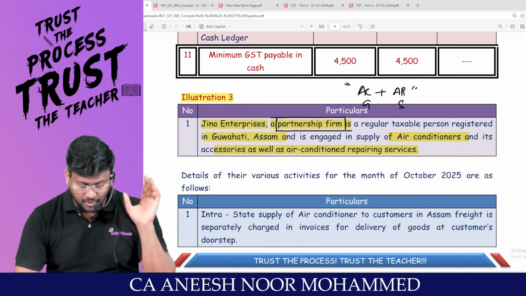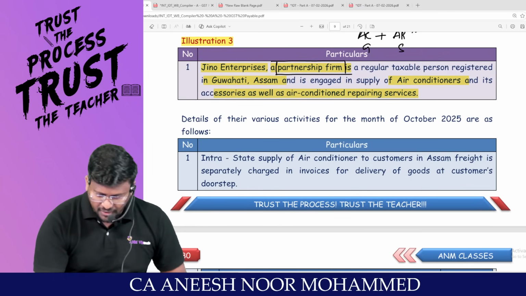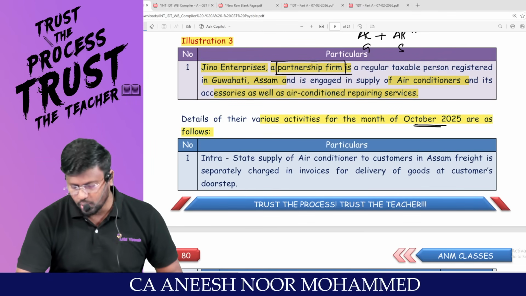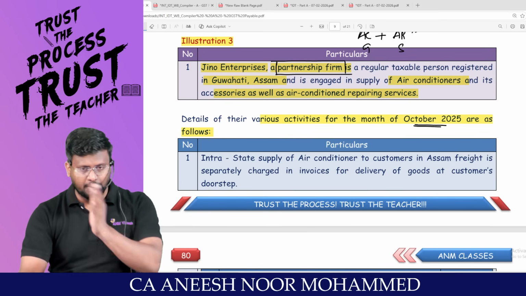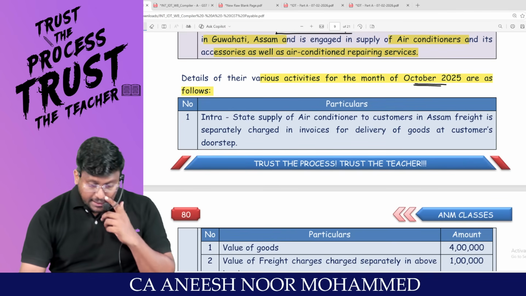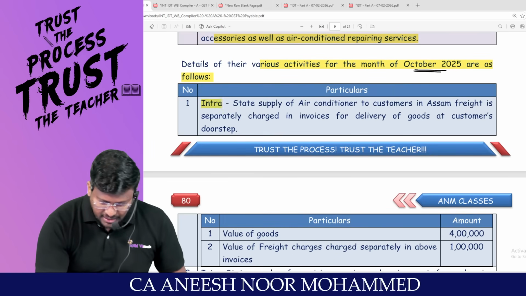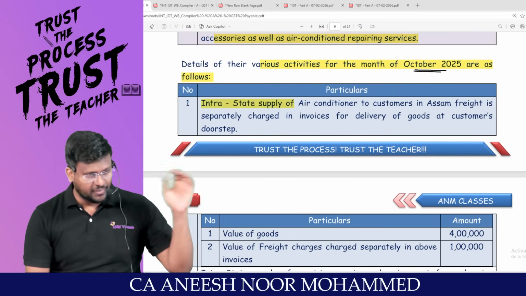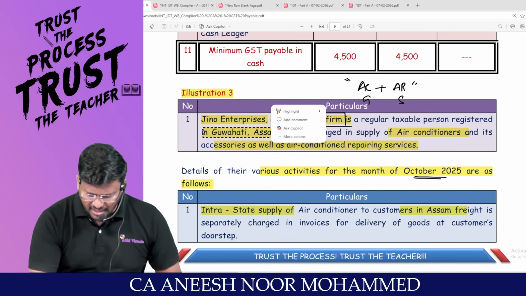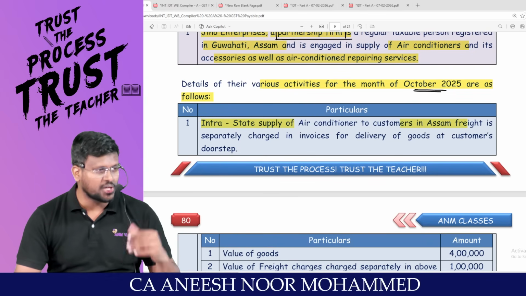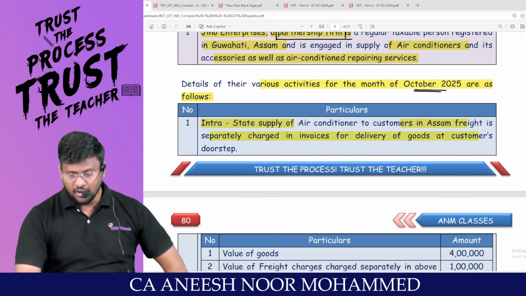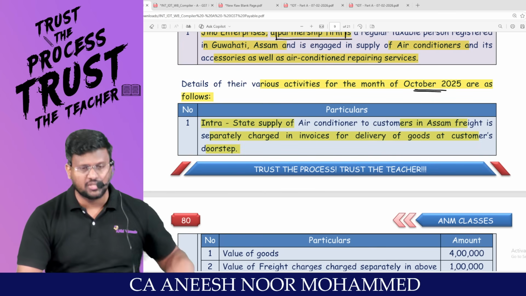Different rates will come. We have already studied. Details of their various activities for the month of October are as follows. So we are going to deal with the month of October. Any data before the month and after the month, we have to put in the dustbin if it is irrelevant. Intra-state supply of AC. That means they have done outward supply which is intra-state, to customers in Assam. Yes, since they are situated in Assam, in order to be intra-state, they should supply to Assam only. Freight is separately charged in the invoice for delivery of goods at the customer's doorstep.